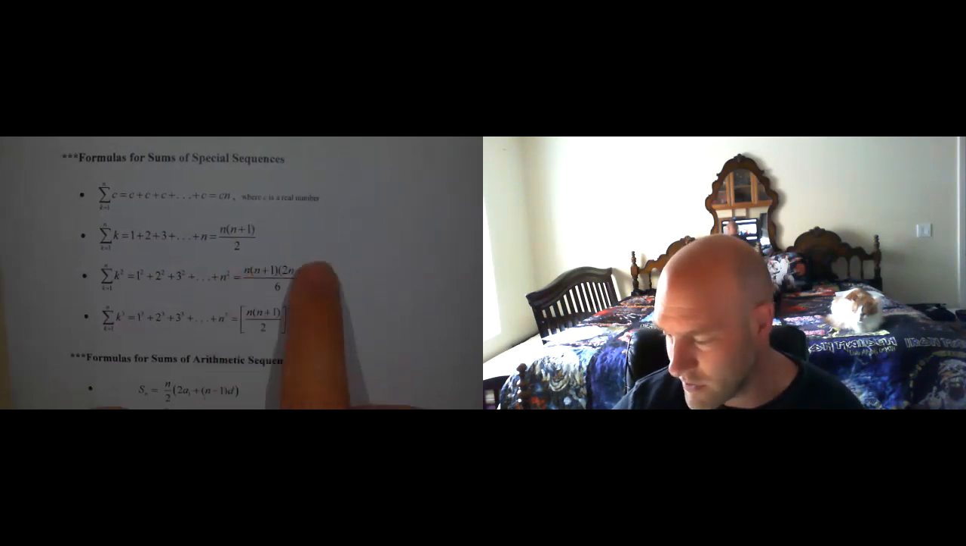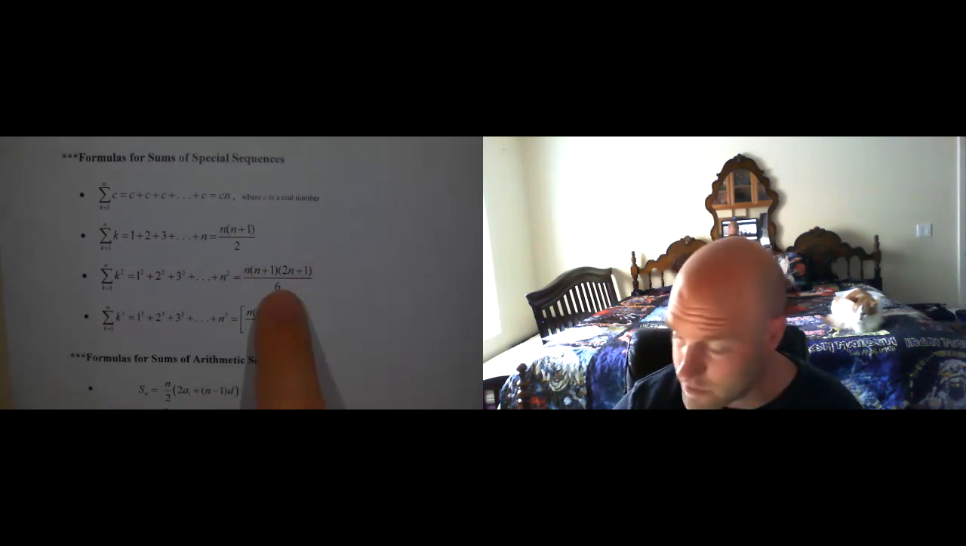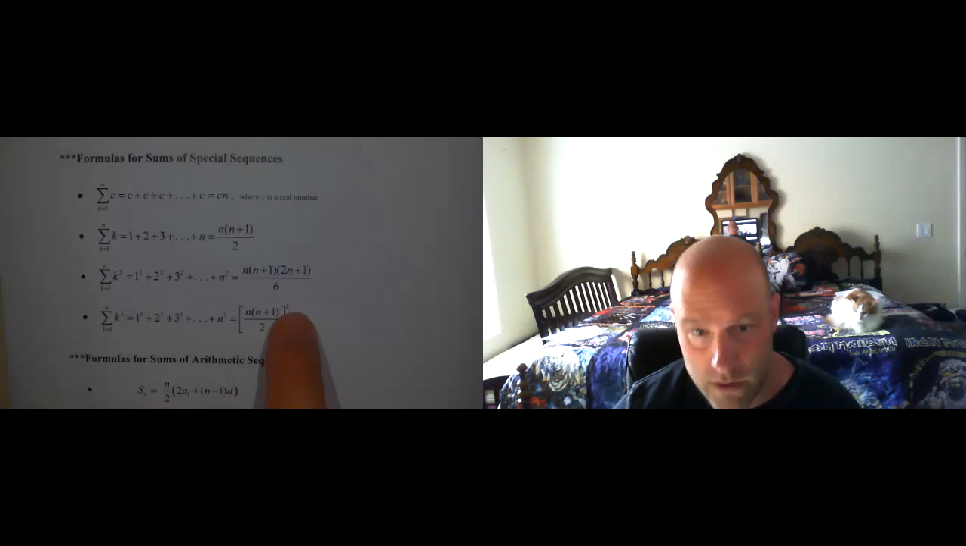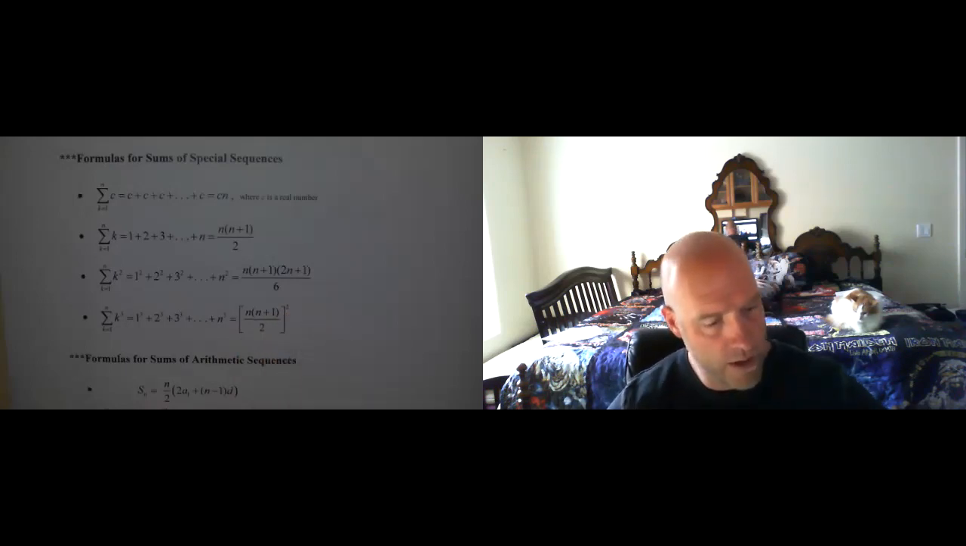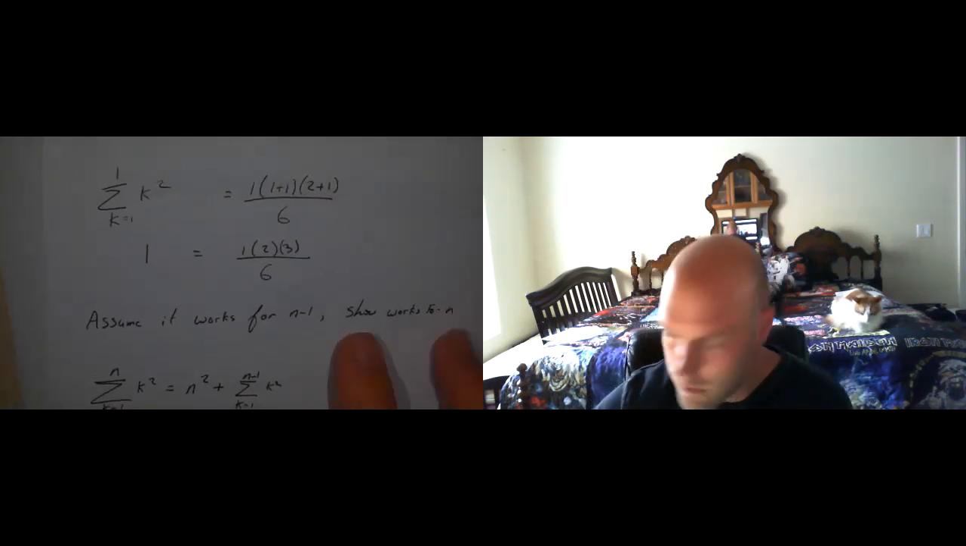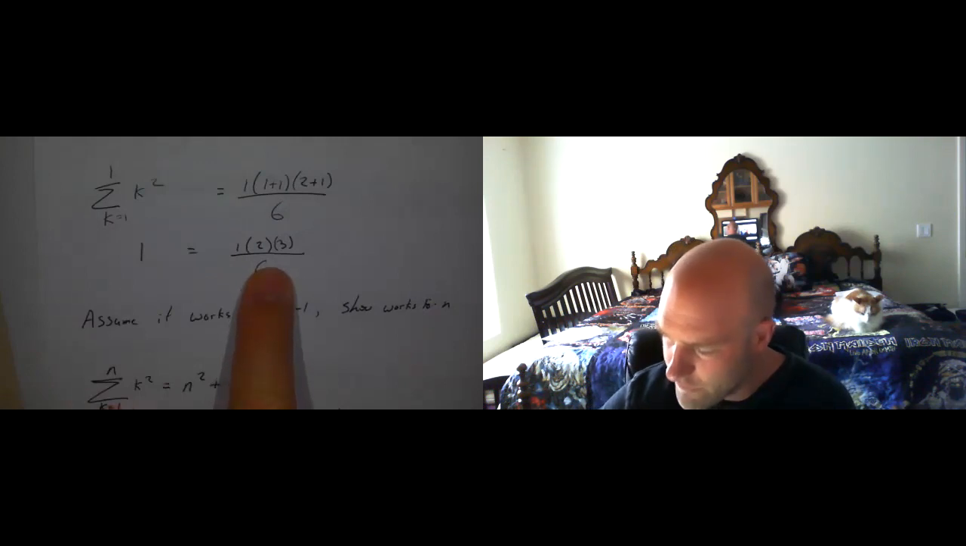So 1 times 2 times 3, 6 over 6. Hey, that worked. It's 1. Or in this case, we would have 1 times 2 over 2, which is still 1, squared, which again is still 1. So yes, it worked in both of those cases. Here's the actual work that I did. Showed, yep, it worked for the first case.